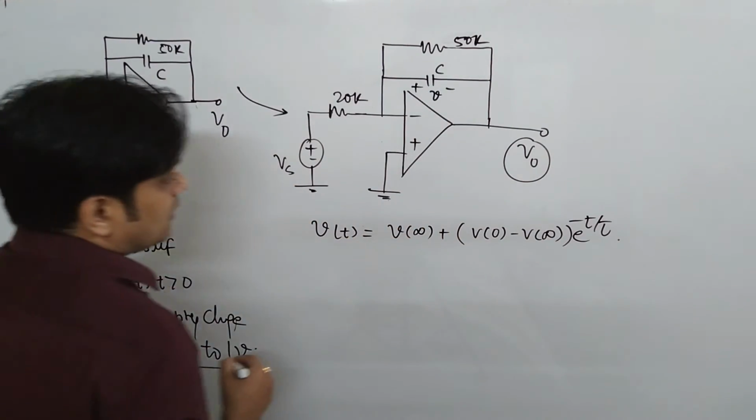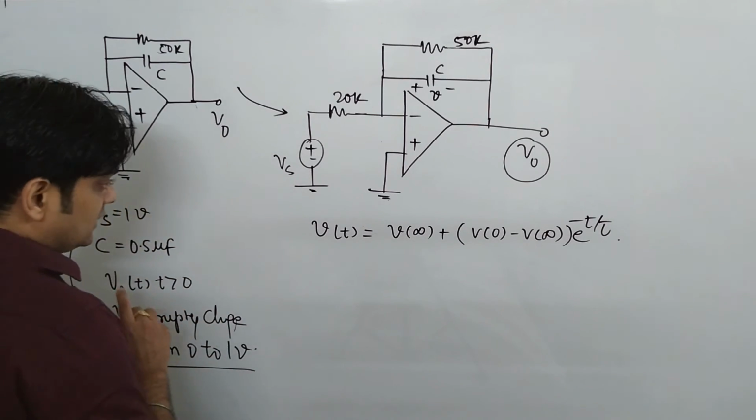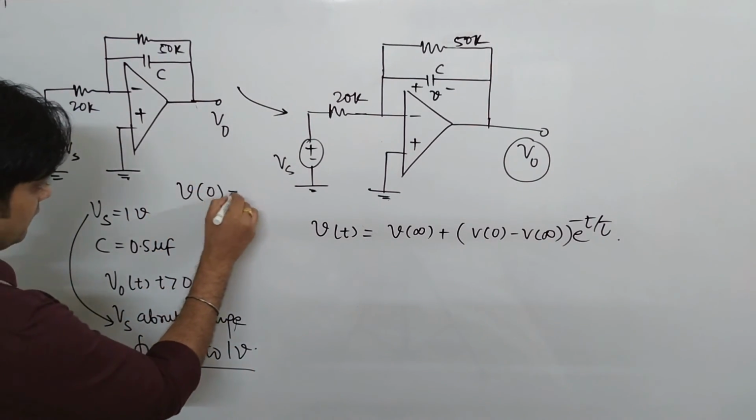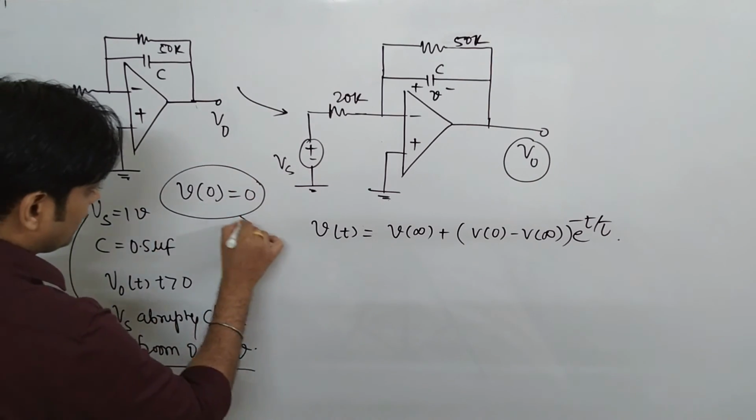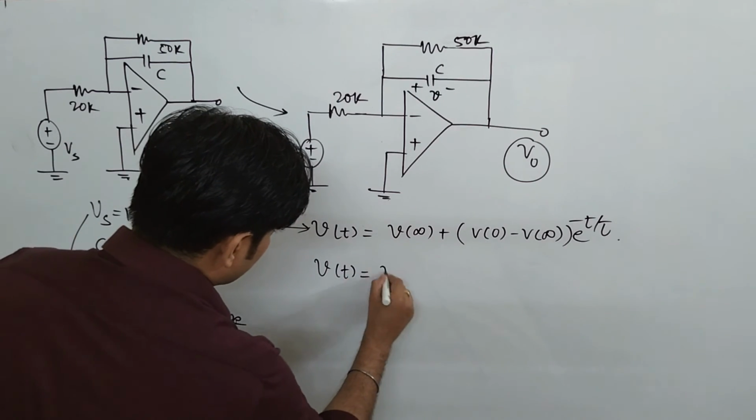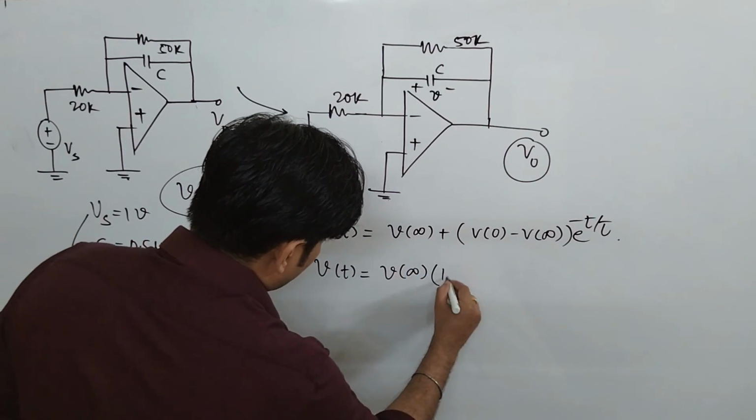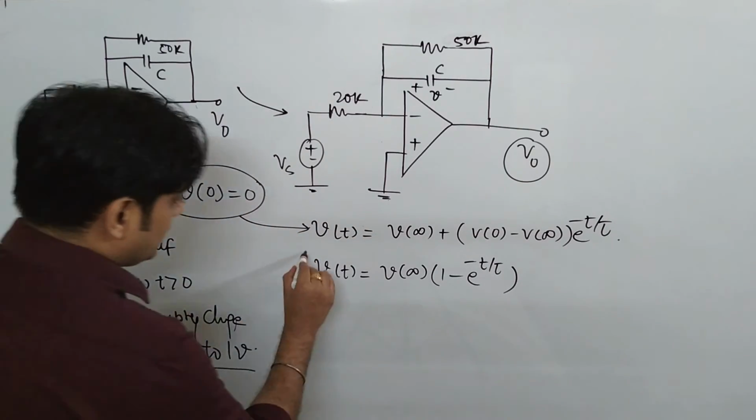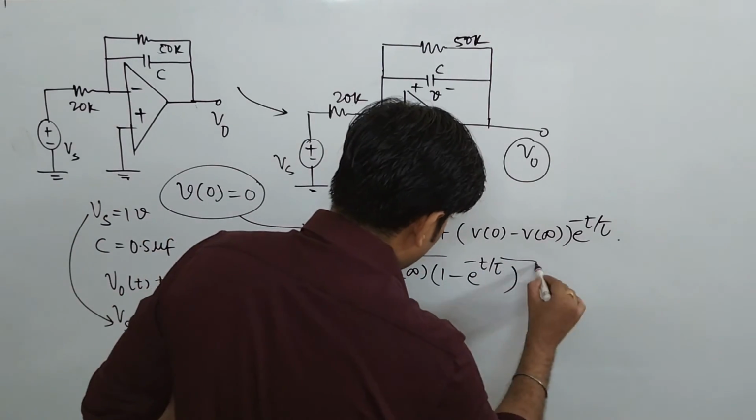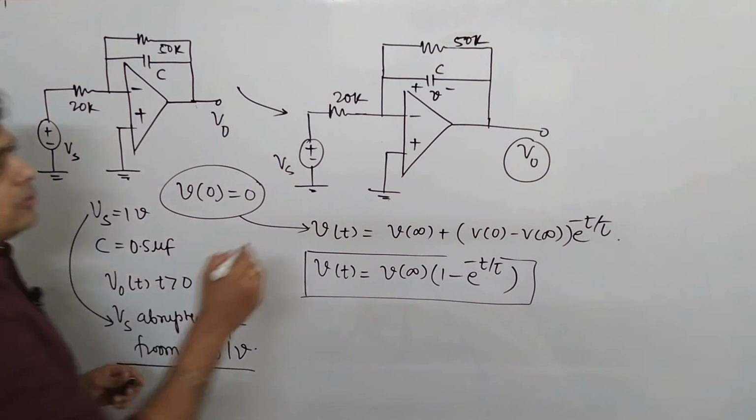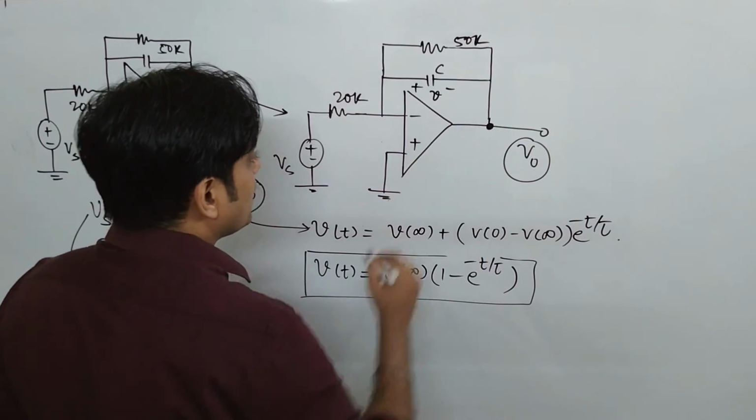So here the initial value is not mentioned and no such condition is given. That means the value of V0 is 0. Very important. So from here you can directly write the solution for Vt comes to be V infinite (1 minus e to the power minus t by tau). But as I said, we are talking only about Vt for the time being. We are not talking about V0t yet.